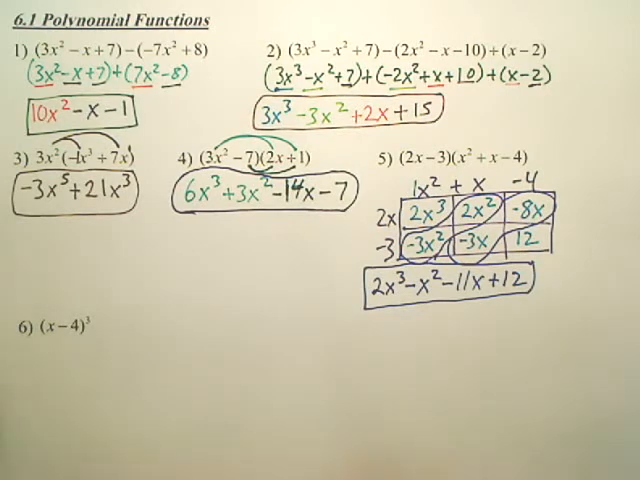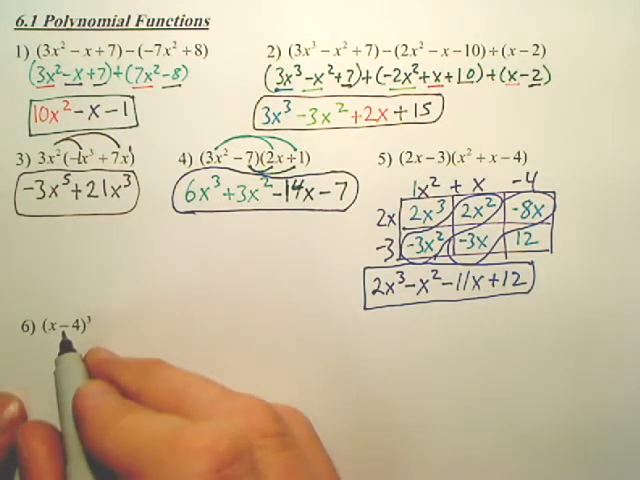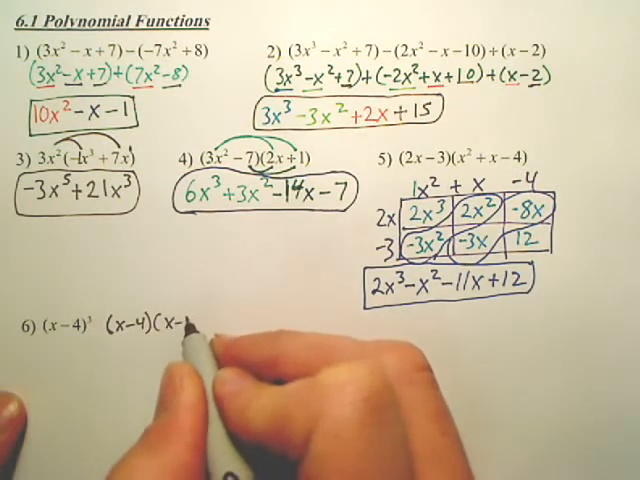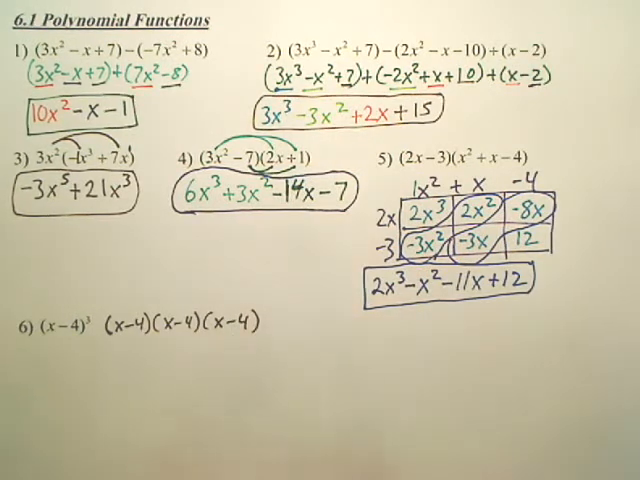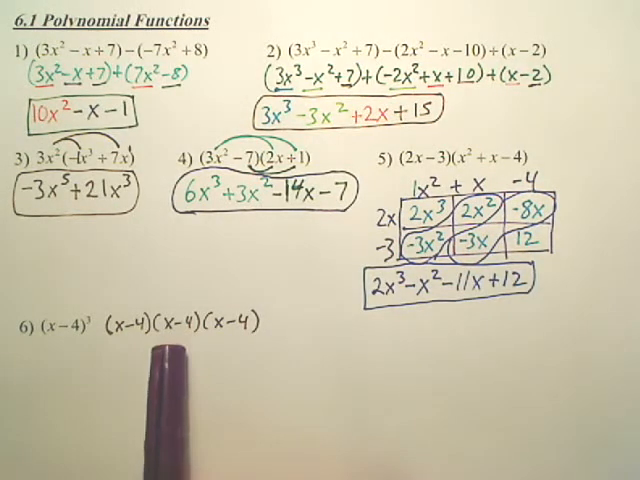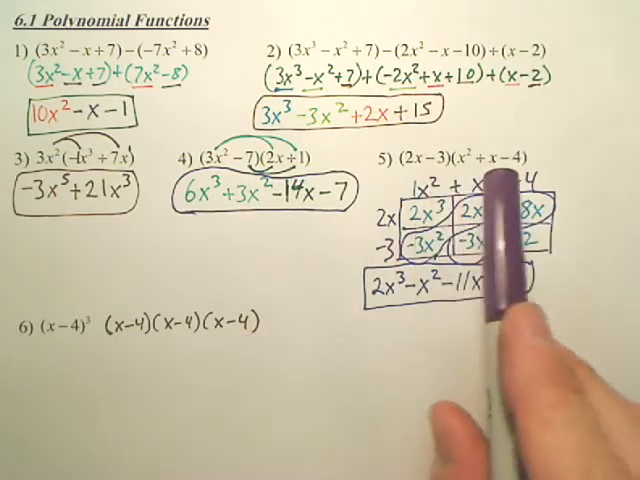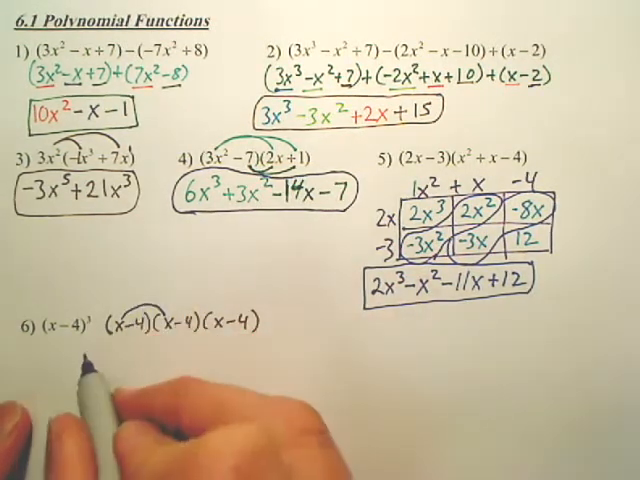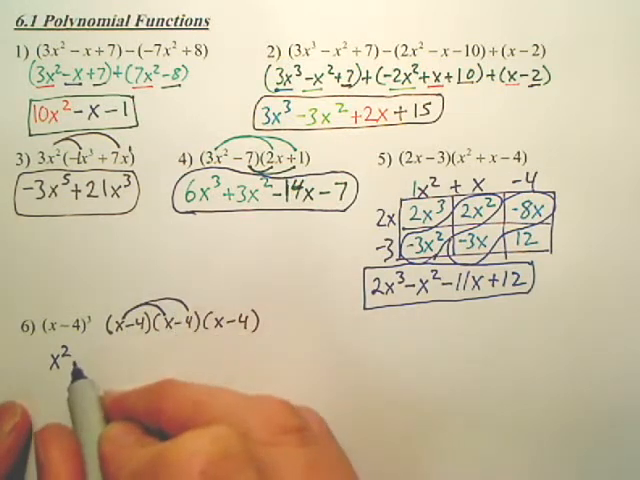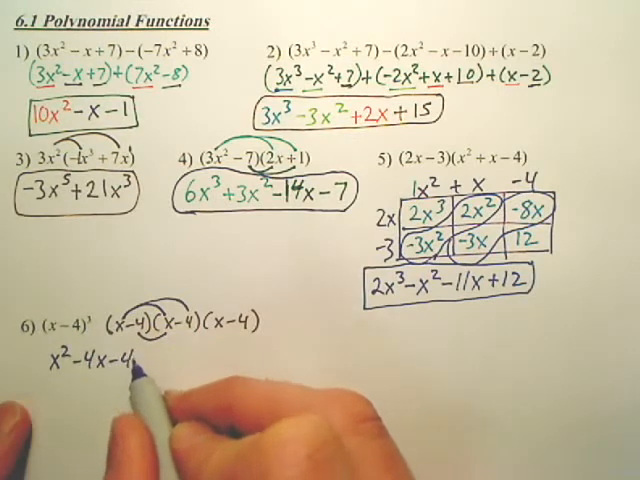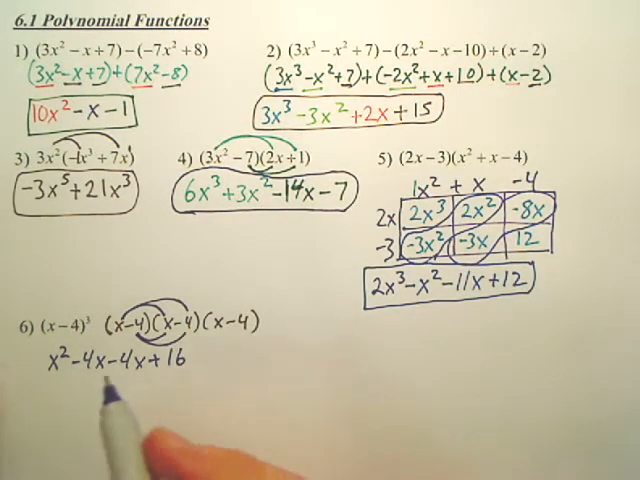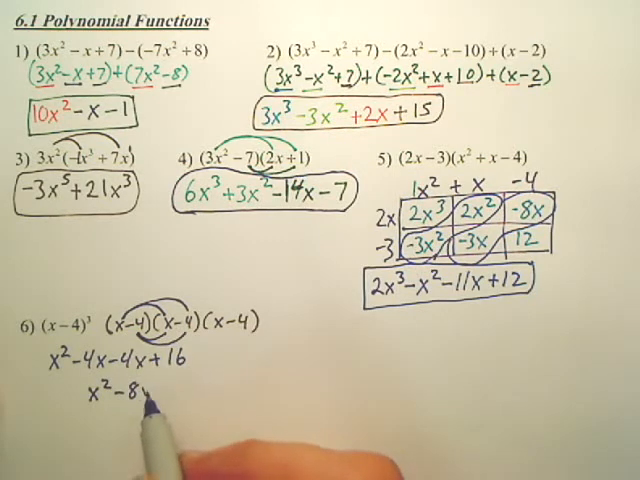Last problem, number 6. Okay, number 6 right here. What you're going to do, instead of having x cubed, you can rewrite it as x minus 4 times x minus 4 times x minus 4. And what you're going to do is, you're first going to FOIL the first two, and then that answer looks something like this. Okay, so let's start with the first one. When we FOIL it, we get x squared minus 4x minus 4x plus 16. Which gives us x squared minus 8x plus 16.